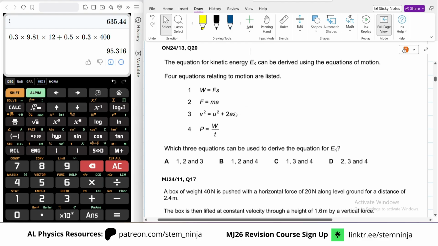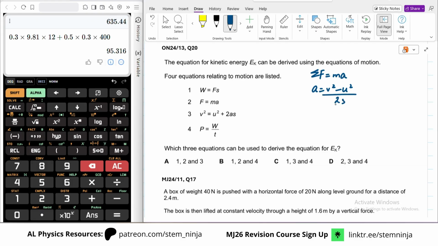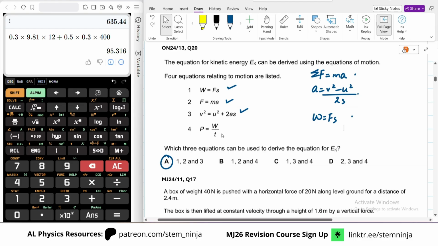Okay. The equation for kinetic energy Ek can be derived using equations of motion. We already saw that. We need Newton's second law, F is equal to ma. We need the v squared minus u squared over 2s equation of motion. And we also need work is equal to Fs. So this one, this one, this one, 1, 2, and 3. If you want to see how to derive this, you can go through our work kinetic energy theorem video.